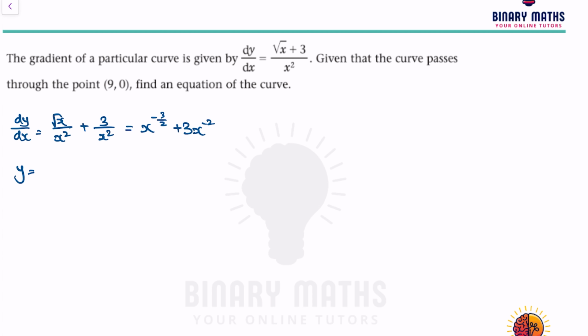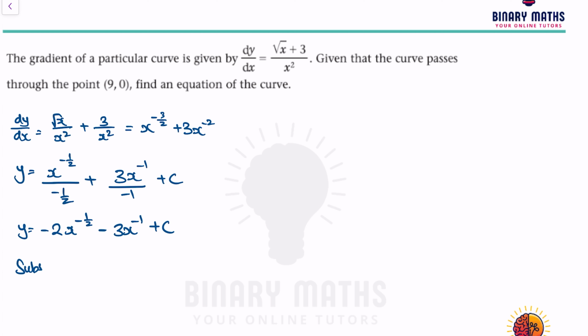So y will be, find the antiderivative, so increase the power by 1, so I get x^(½) over ½, plus 3x to the power of minus 1 over minus 1, plus c. So y would be equal to 2x^(½), just flip the fraction in the denominator over. So I get 2√x minus 3x⁻¹ plus c. I need to substitute (9, 0) into y = 2x^(½) − 3x⁻¹ + c.